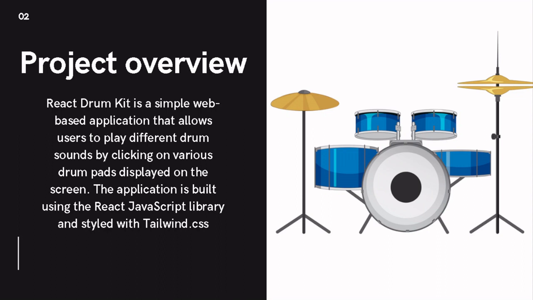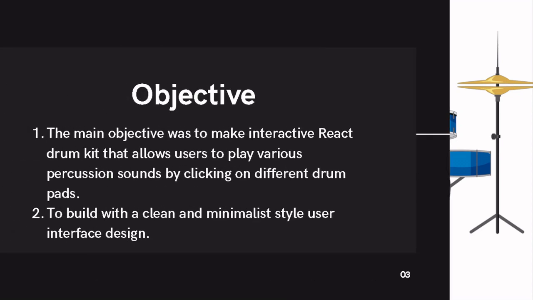Project Overview. React Drum Kit is a simple web-based application that allows users to play different drum sounds by clicking on various drum pads displayed on the screen. The application is built using the React JavaScript library and styled with Tailwind CSS.